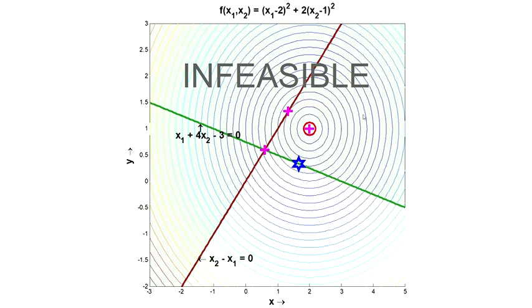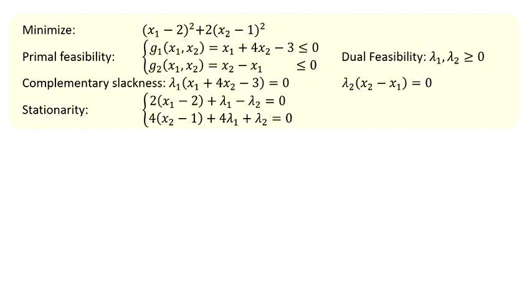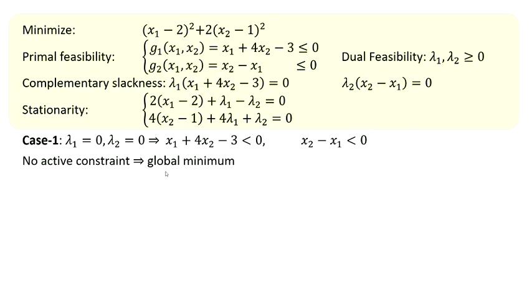Again, this is what we have. These are the 4 cases. So I write down all the KKT conditions. Case 1, lambda 1 and lambda 2 are both equal to 0. So from the stationary conditions, no active constraint. So it's actually the global minimum, right? From the stationary conditions, we have x1 equals 2, x2 equals 1.